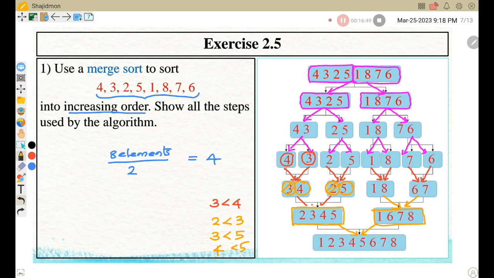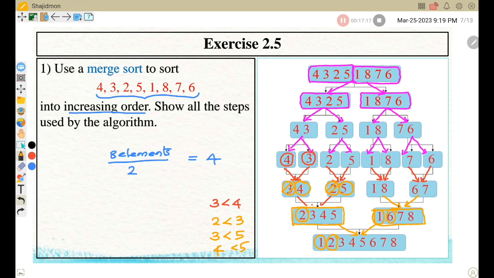As I told you, for the comparison, first compare 2 and 1 here. So 1 we will get here in the sorted list. Then 2 and 6 are compared, so 2 will be here. Like that it continues, and you will get the answer 1, 2, 3, 4, 5, 6, 7, 8. So this is the sorted list using the merge sort algorithm.